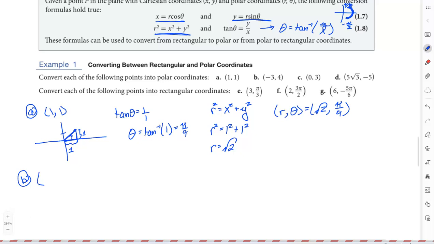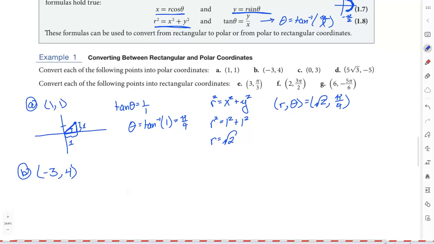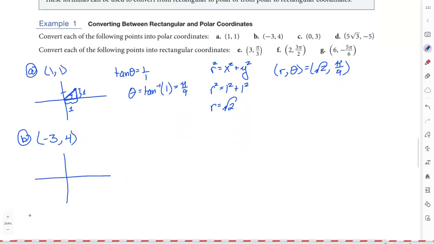B is asking us to do the same thing for the rectangular coordinates (-3, 4). So I'm going to think about where that lives. (-3, 4) is in quadrant 2. So when I think about theta, I need to figure out what theta is from that positive x-axis. So that's my theta value. My x is a negative 3. The negative just tells me I moved to the left of the origin, and my y is 4.